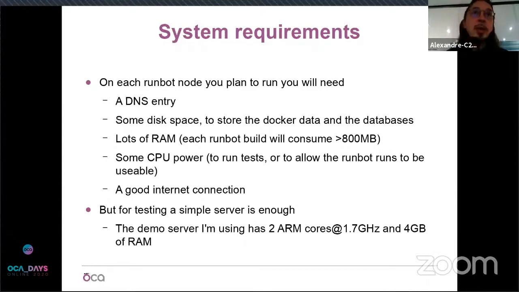For the record, the OCA infrastructure uses 3 servers, 2 of which have 128 gigabytes of RAM, and the third one has only 64 gigabytes. It's a bit stressful, and we're able to run around, I don't remember how many builds we have. We'll have to look it up. But that's the main limiting factor.